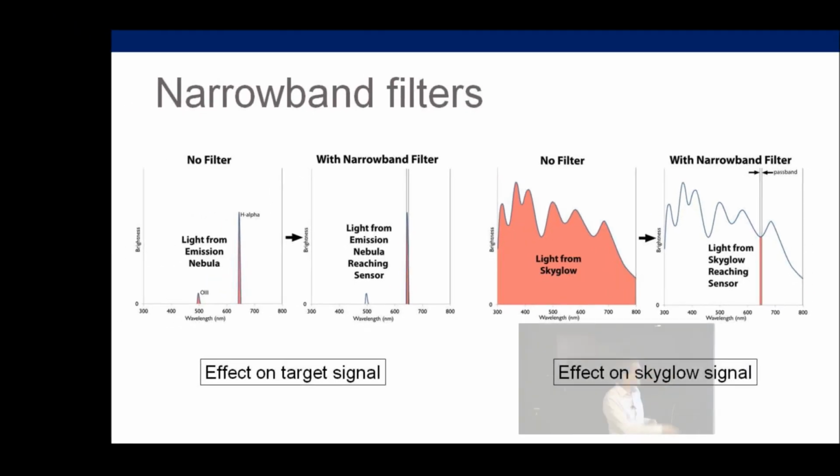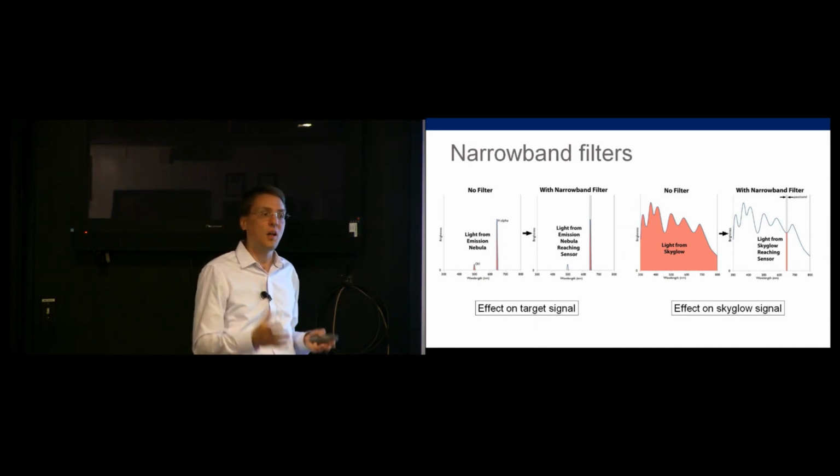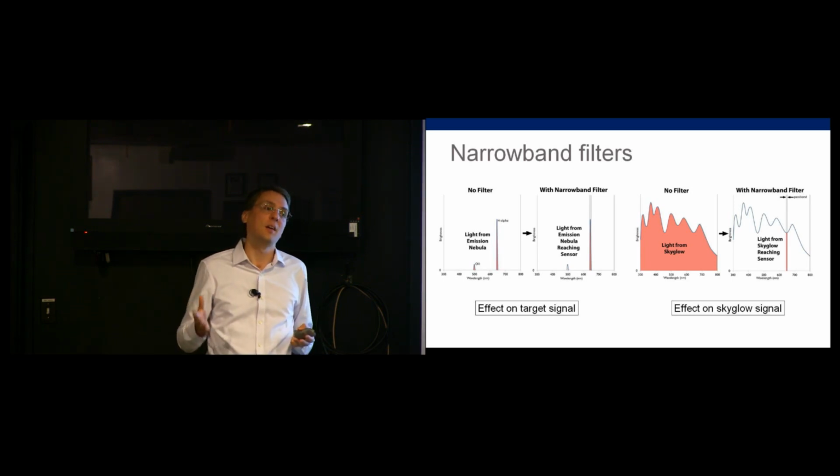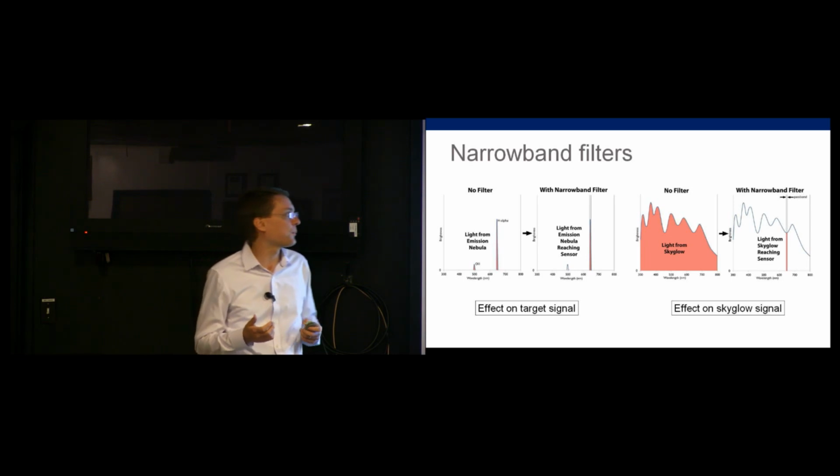But the effect on the sky glow, which is broadband, is dramatic. You've just eliminated 95% of it. So you've solved a lot of the problem that we talked about, where if your sky glow is brighter than your object, you're losing your signal-to-noise ratio.